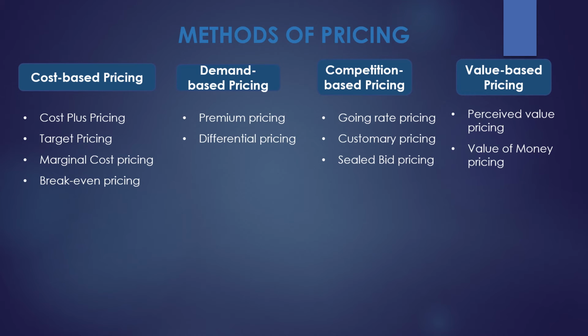Then on the basis of competition, we set prices. Going rate pricing: what other competitors are charging for the same product or service, we also charge the same price. Customary pricing.